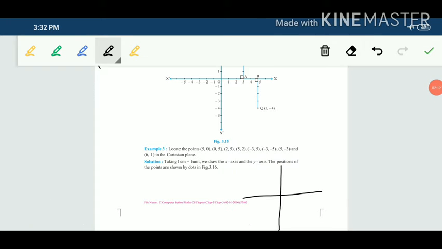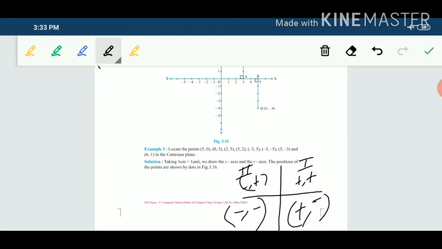As we discussed in the previous exercise, in the first quadrant both x and y are positive. In the second quadrant, x is negative and y is positive. In the third, both are negative, and in the fourth, x is positive and y is negative. So from these we can check where the given coordinates are lying from the values of x and y.